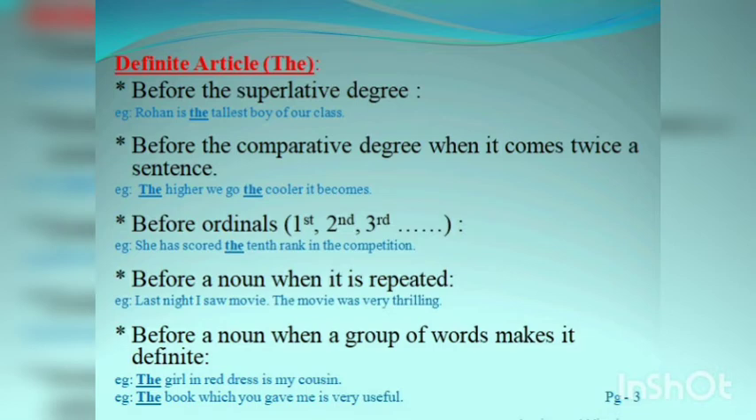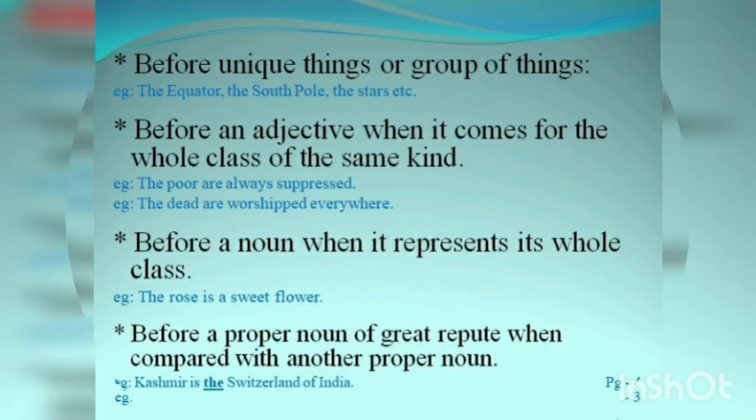Next sentence, the book which you gave me is very useful. So here I am particular about the book which you gave me, so 'the' before it: the book. Next rule, before unique things or group of things. Unique means the things which are the only one of their kind, unlike anything else. Okay, so before unique things we use 'the'. Before unique things or group of things.